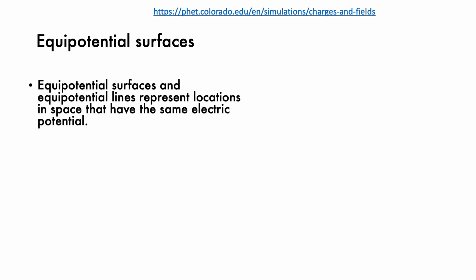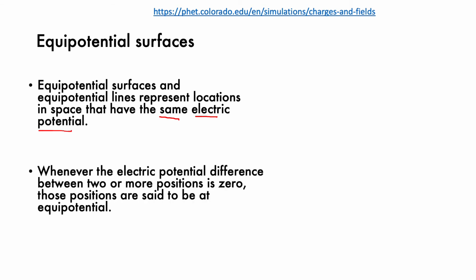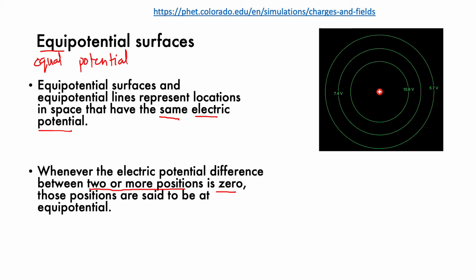Now let's talk about equipotential surfaces. Equipotential surfaces are the surfaces which have the same electric potential. So the electric potential difference between two or more positions is zero, and such a surface will be called equipotential. Equi means equal, so equal potential. So the surfaces on which the potential remains the same.